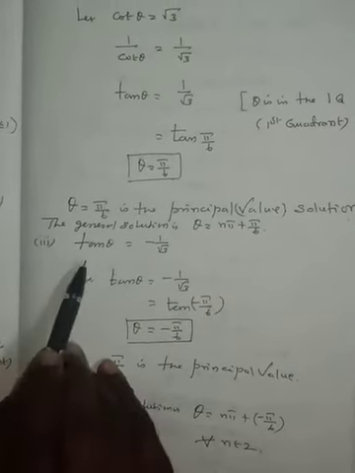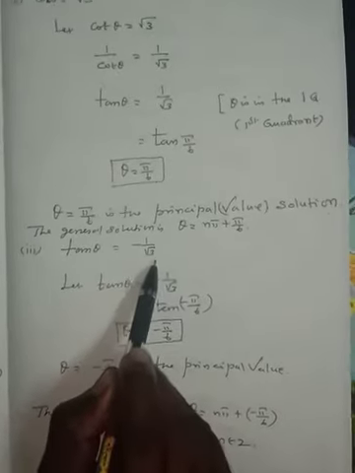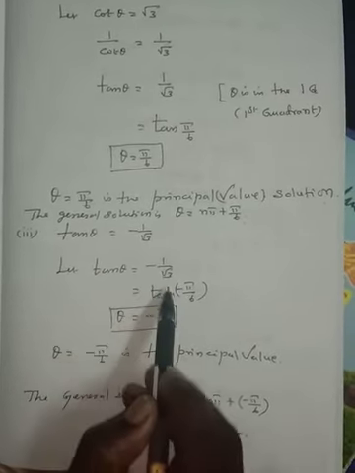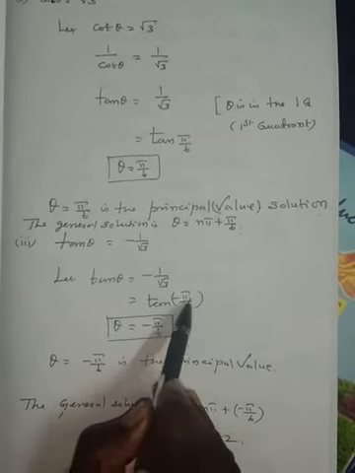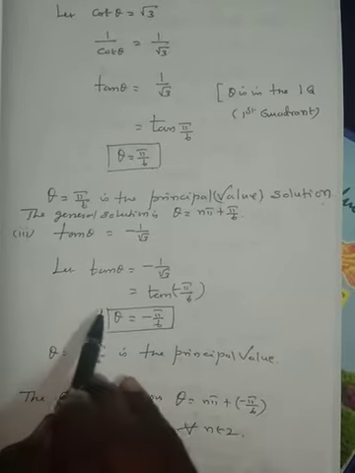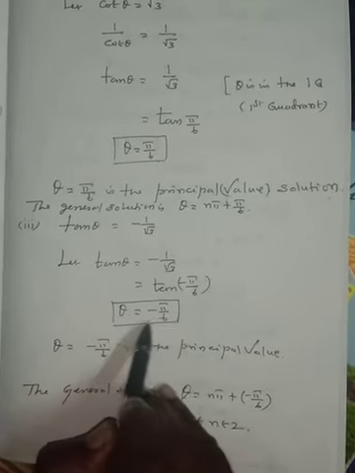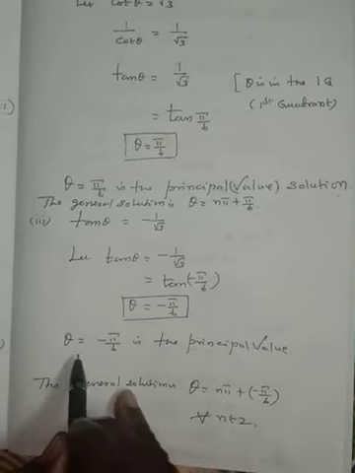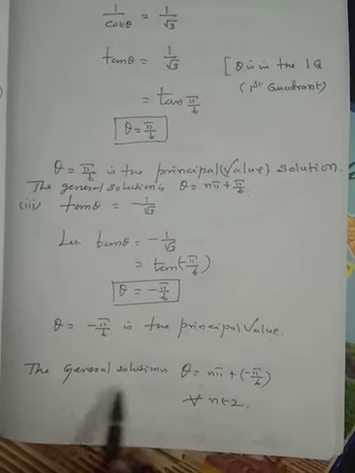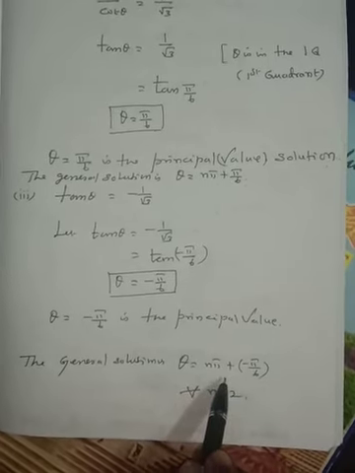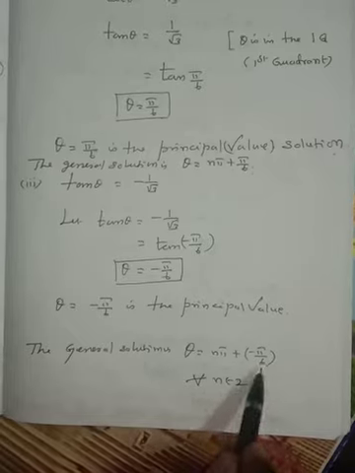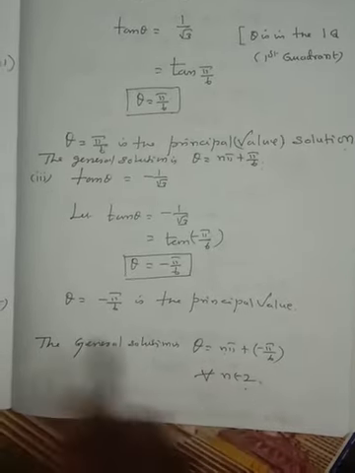Solution number 3, tan theta is equal to minus 1 by root 3. Let tan theta is equal to minus 1 by root 3, which is equal to tan of minus pi by 6. Taking tan inverse on both sides, we get theta is equal to minus pi by 6. Theta is equal to minus pi by 6 is the principal value. The general solution is theta is equal to n pi plus minus 1 into minus pi divided by 6, for n an element of integers.